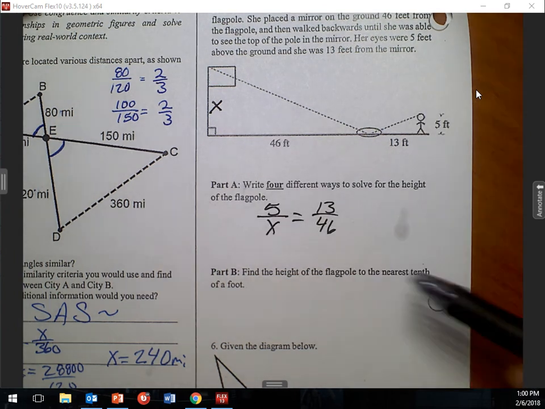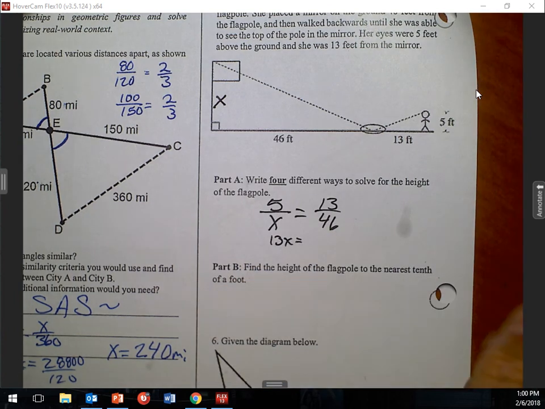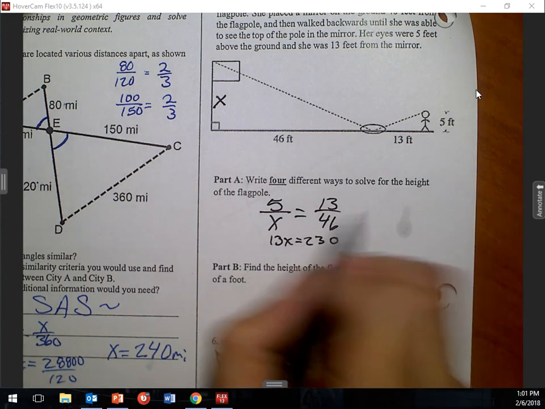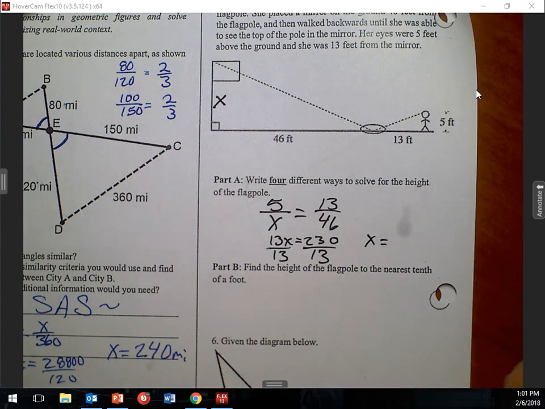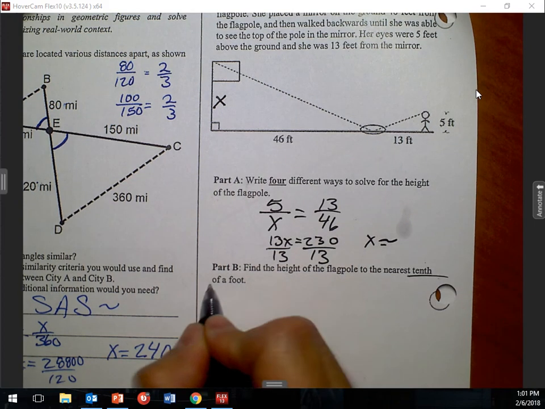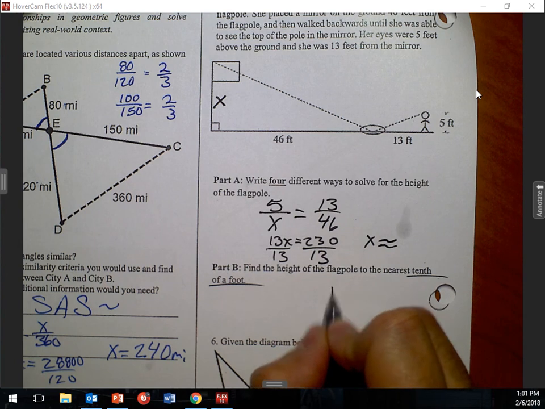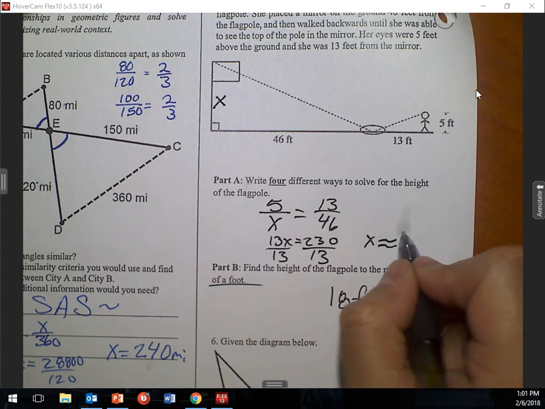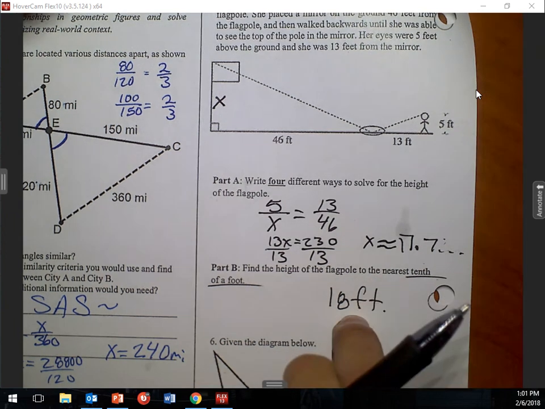So either way, you're going to get 13x. If I solve for this, 13x equals 5 times 46, 230. Okay, divide by 13. X is 18. Well, are we rounding? Yes, it's going to be rounding because it says right here to the nearest tenth of a foot. So it is going to be 18 feet, because it comes out to be like 17.7 and so on. It rounds up to 18 feet for this one.